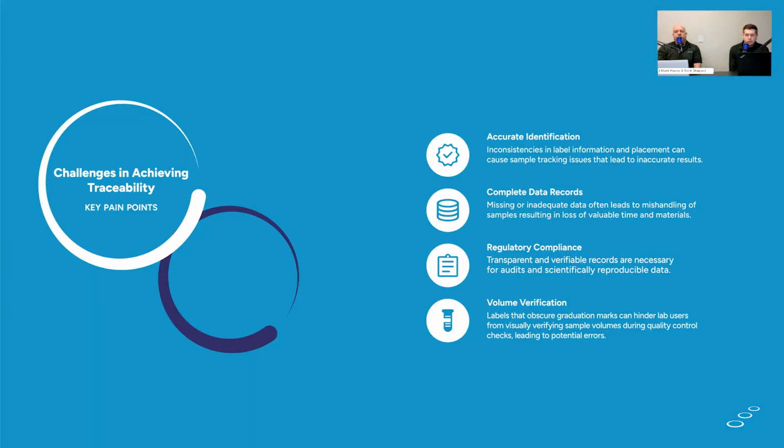Let's do it. So let's talk about the industry challenges and the pain points in achieving traceability. It's broken down into 4 main topics. If information is inaccurate or missing altogether, the users are having issues with loss of time and loss of materials. So if you're inaccurate or you're incomplete.